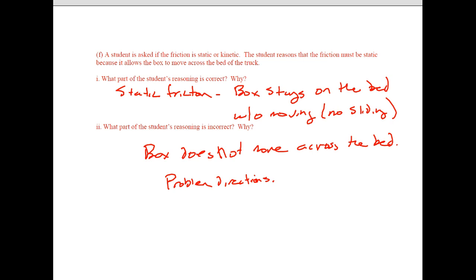Here, 2 points for each one of these. 1 for your statement, so let's go ahead and do this. 1 for your statement, 1 for your explanation. This one's goofy. 1 for your statement, 1 for your explanation.